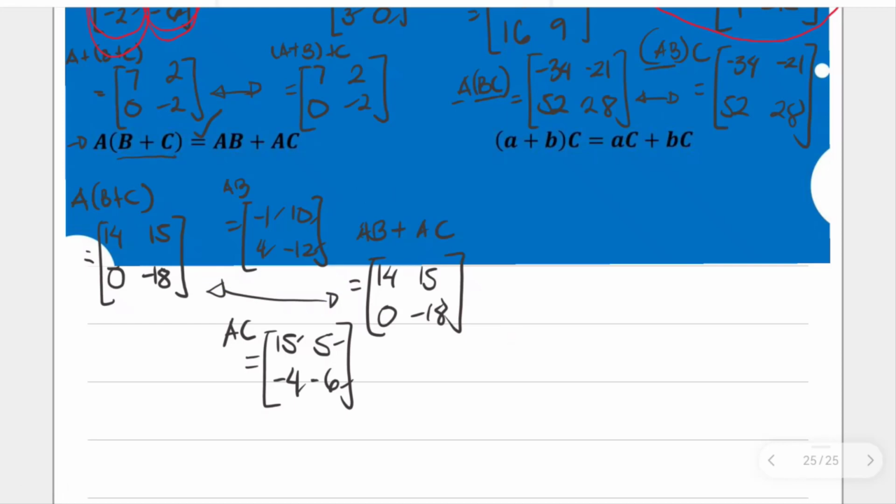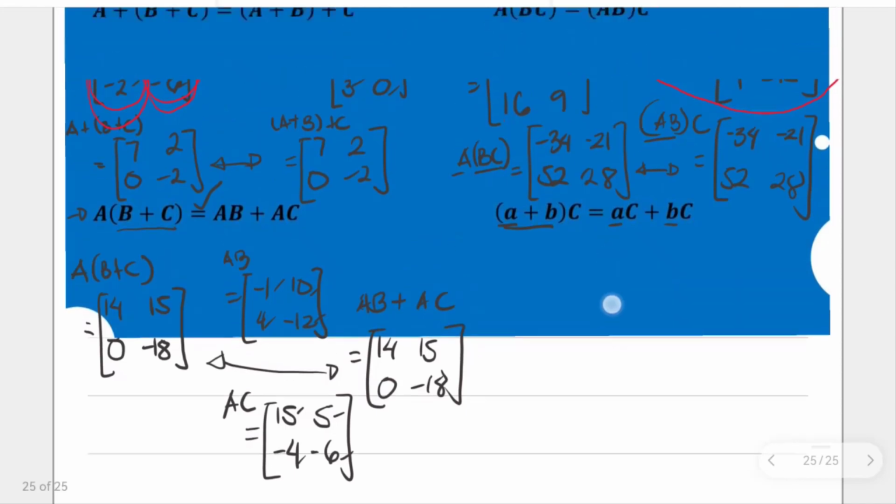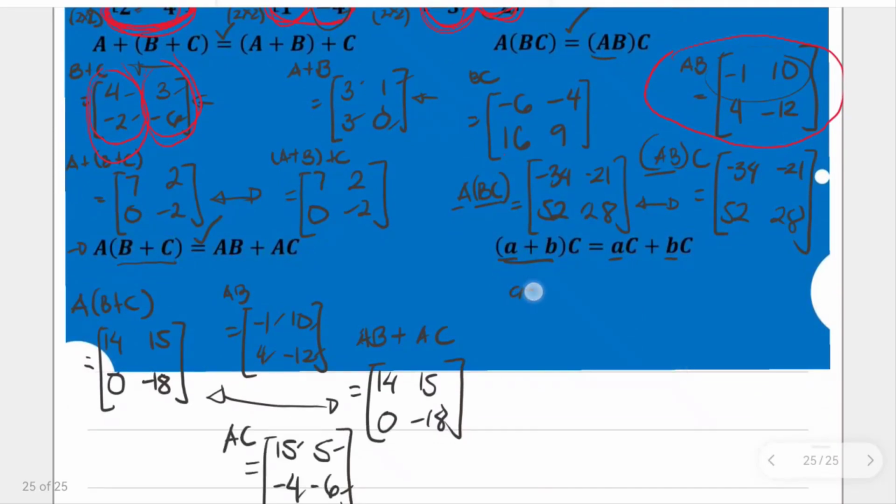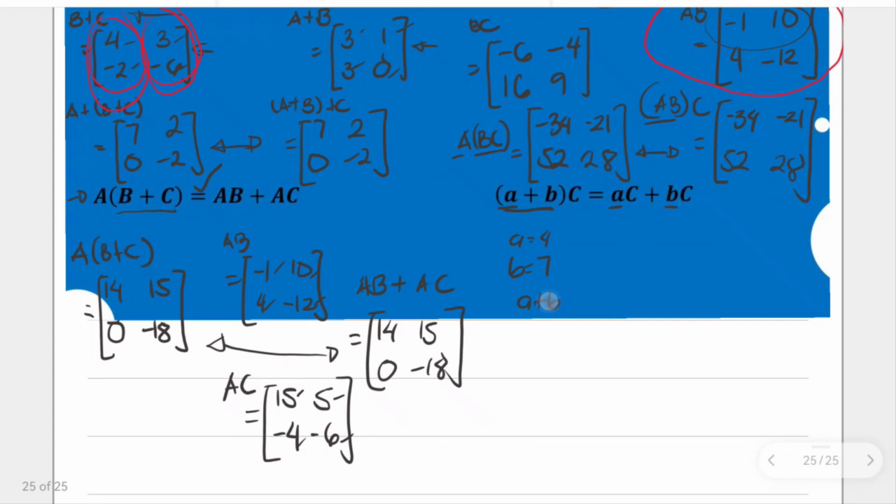The remaining property here is about scalar quantity A and B. Still distributive property, but with respect to the scalar quantity. So it states here that if we are going to add A and B before multiplying it to C, it's just the same as multiplying both scalar quantity to the same matrix C. A is 4, B is 7. So A plus B is equal to 11.